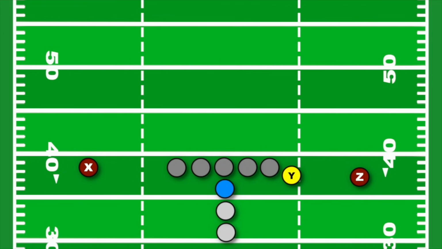A Y flex player is often called an H-back, and they line up offset behind the offensive line. And then the U and M are the second and third tight ends respectively.